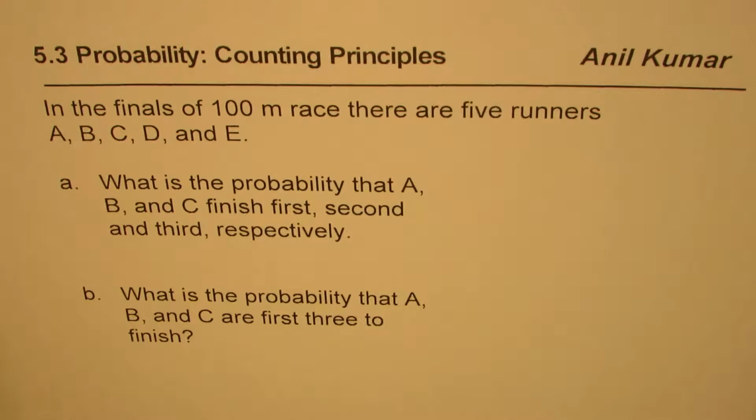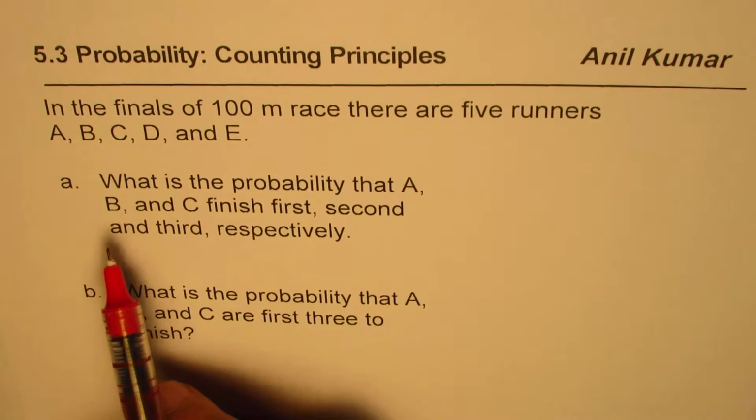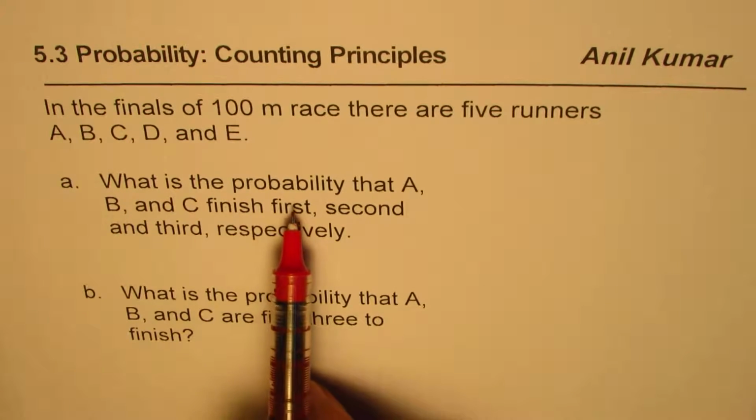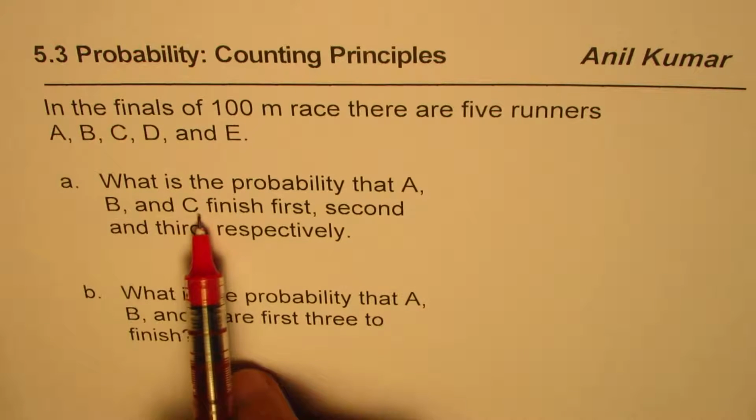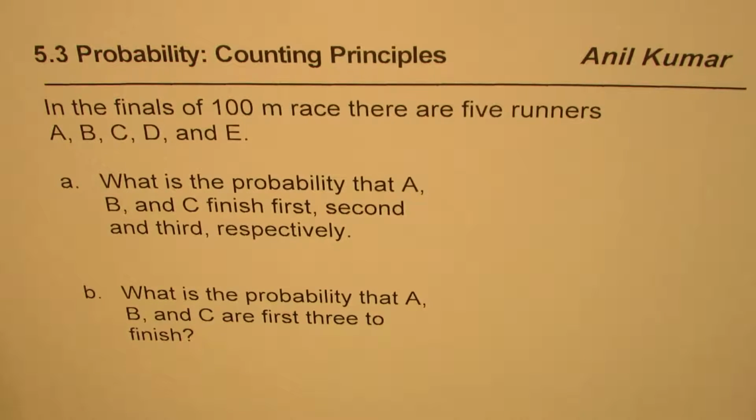The question is, in the finals of 100-meter race, there are 5 runners, A, B, C, D, and E. We have 2 questions related to this situation. The first one is, what is the probability that A, B, and C finish first, second, and third respectively? And the second one is, what is the probability that A, B, and C are first 3 to finish out of these 5? That's the question for you. You can pause the video, answer the question, and then look into my suggestions.